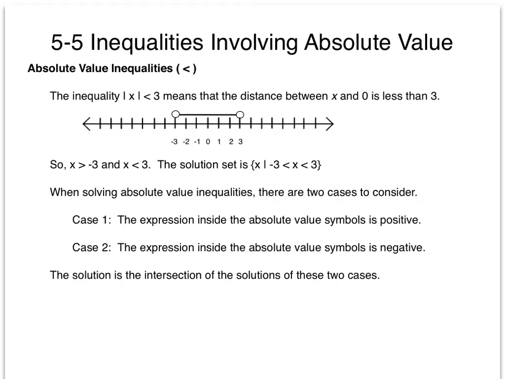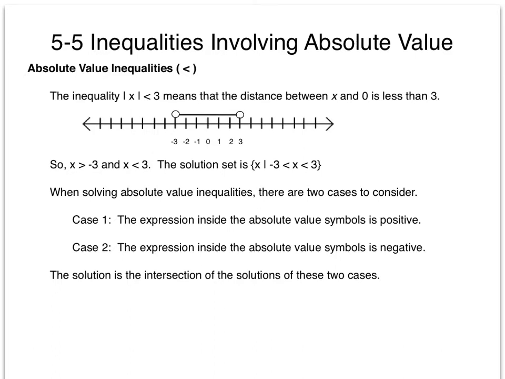Today we are going to start section 5.5, inequalities involving absolute value. Absolute value inequalities with the less than symbol are the first type that we'll look at. The inequality absolute value of x is less than 3 means that the distance between x and 0 is less than 3. So x is greater than negative 3 and x is less than 3. So the solution set is for all numbers x such that negative 3 is less than x is less than 3.